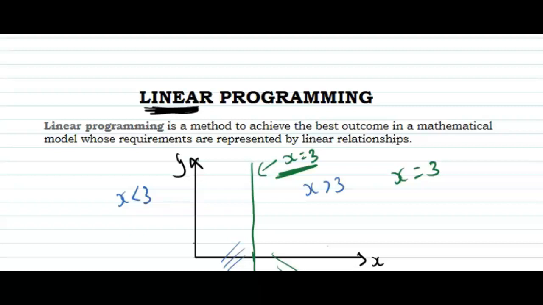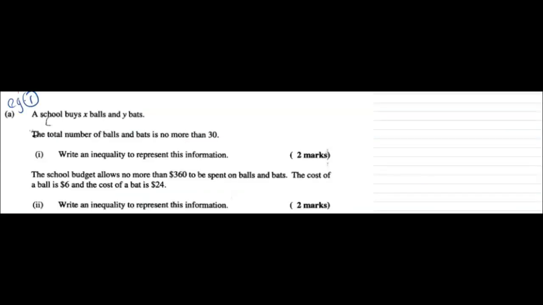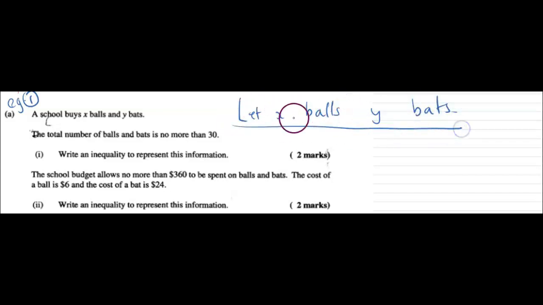So my first question is going to be an actual past paper question from CSEC, and I plan to dissect it. So let me start. Example 1. It says here, a school boy buys X balls and Y bats. So the first thing you should write is let X represent balls and let Y represent bats. You must always write a statement like this, sticking to the word represent. The total number of balls and bats is no more than 30. Write an inequality to represent this information.